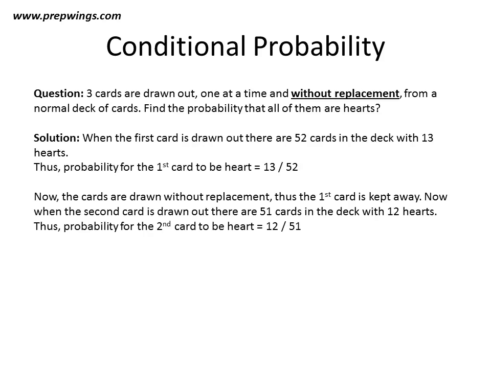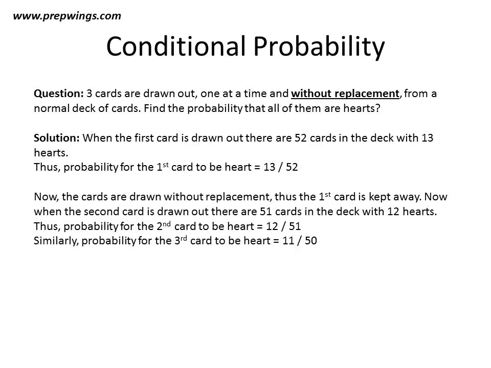Now the cards are drawn without replacement. Thus the first card is kept away. Now we have 51 cards and 12 hearts. Why 12 hearts? Because we assume the first card to be a heart, since we are calculating the probability of success. So all of them have to be hearts. A heart has already been withdrawn in the first event, so I have 12 hearts and 51 cards. So the probability for the second card to be a heart will be 12 by 51.